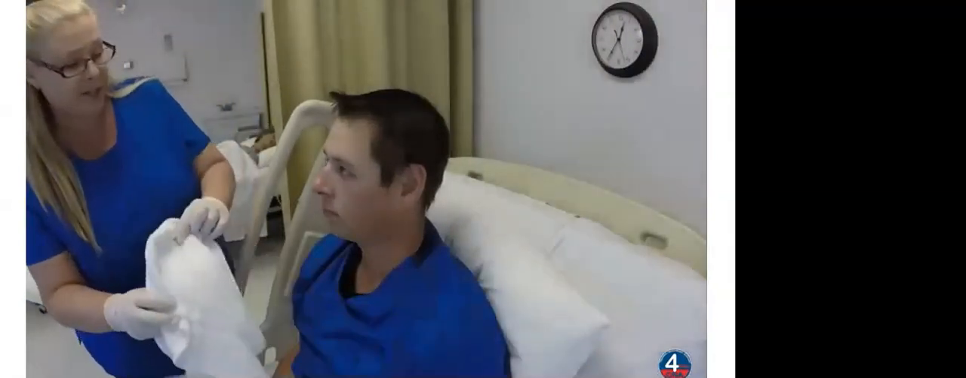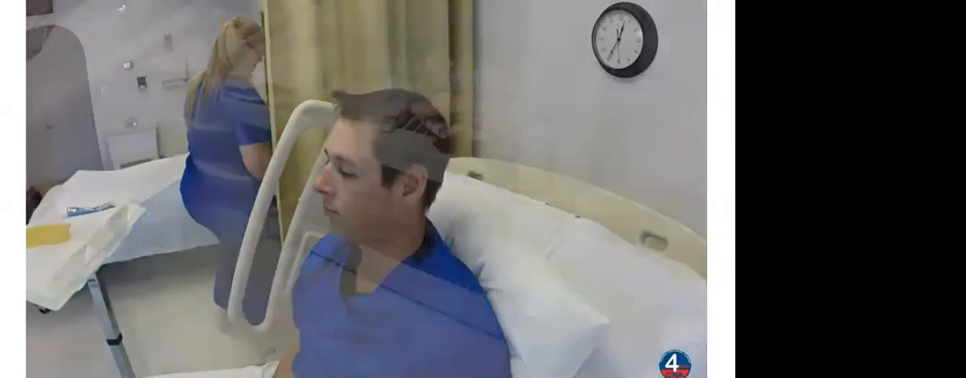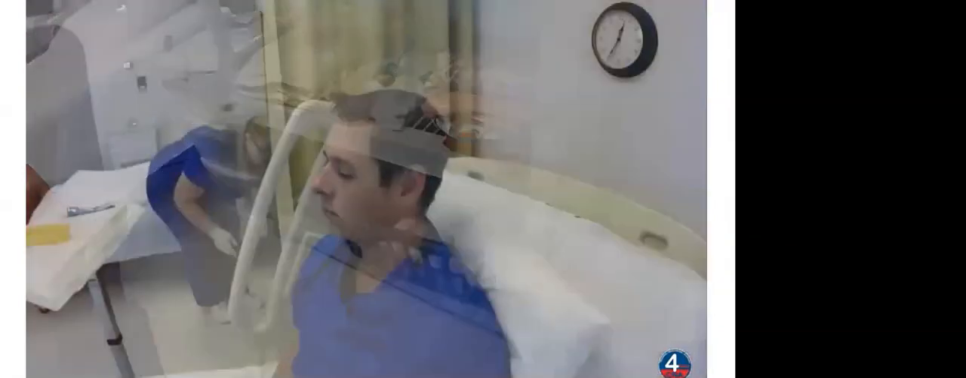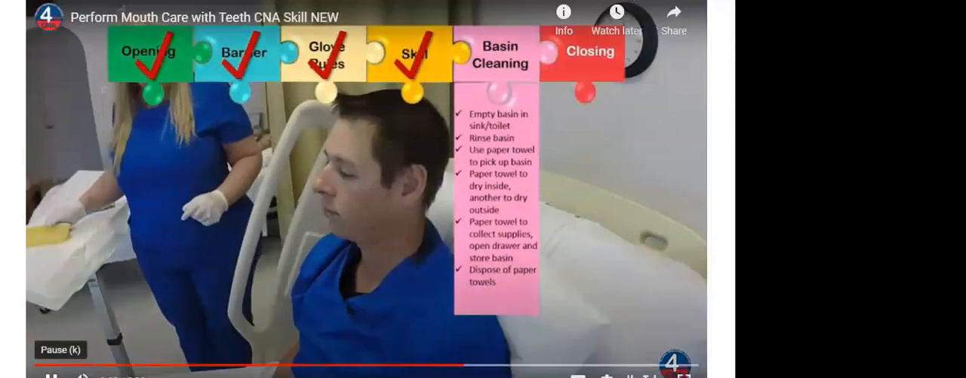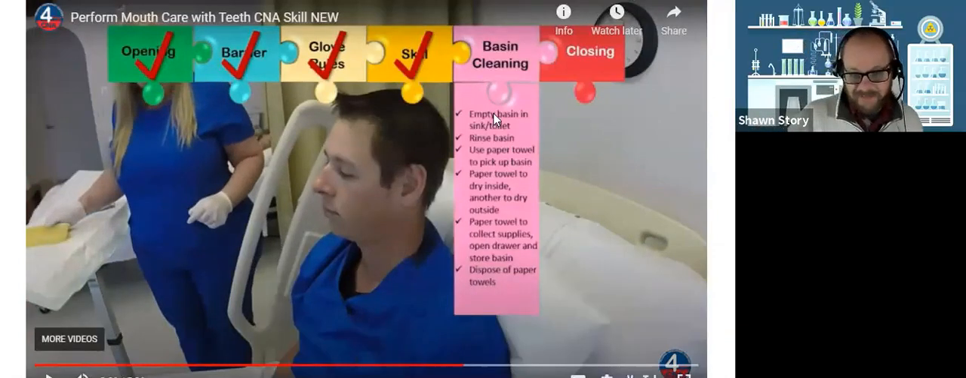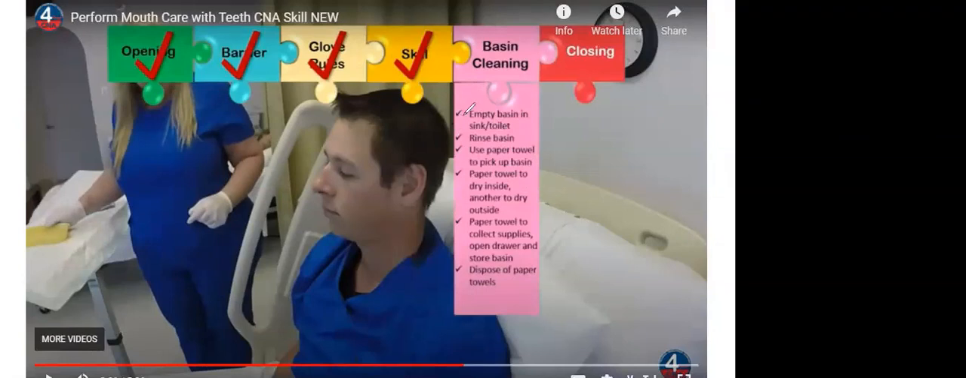I'm going to remove the towel and place it into dirty linen. All right, going to go clean the basin. Go ahead and read these check marks for us. Empty basin in sink toilet. Rinse basin. Use paper towel to pick up basin. Paper towel to dry inside, another to dry outside. Paper towel to collect supplies. Open drawer and store basin. Dispose of paper towels. That's a lot of paper towels. Yes, yep.